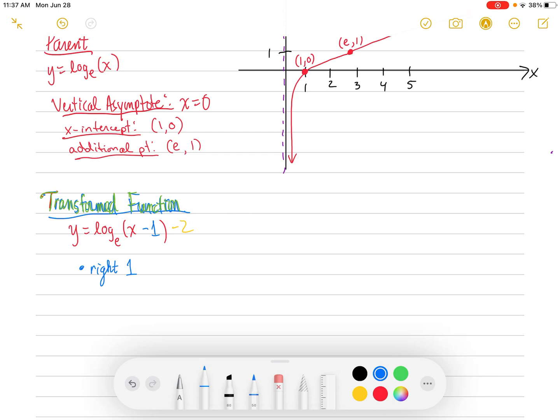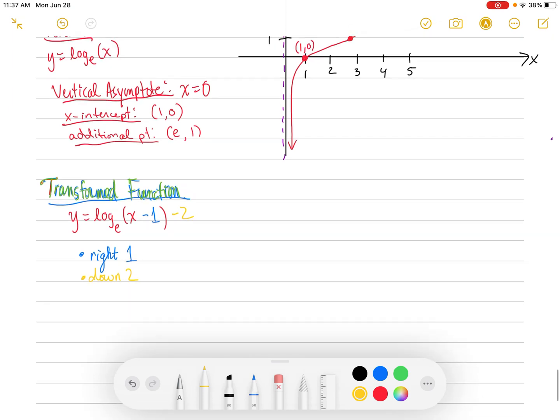function. So basically the first thing we're going to do, we're going to shift everything. The minus 1 inside of the house tells us to shift everything right 1. And then we're going to shift down 2. So that means we're adding 1 to the x values and we're subtracting 2 from the y values.